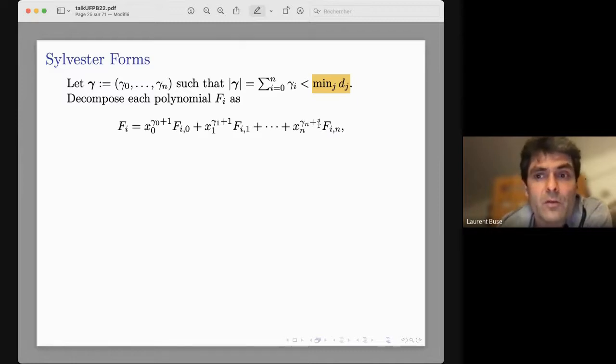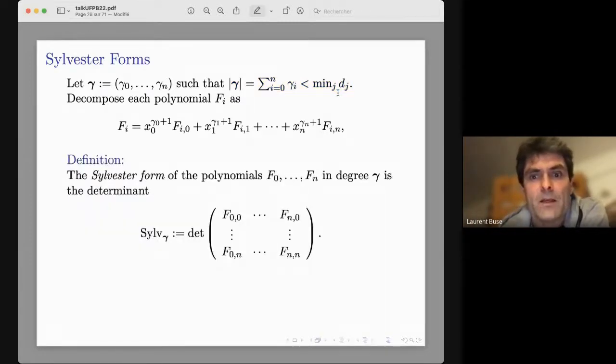Why is this always possible? Because I have this assumption. I assume that the module of gamma is strictly less than the minimum of the degrees di. So you can always do that. Of course, this is not unique. There are many choices for that.